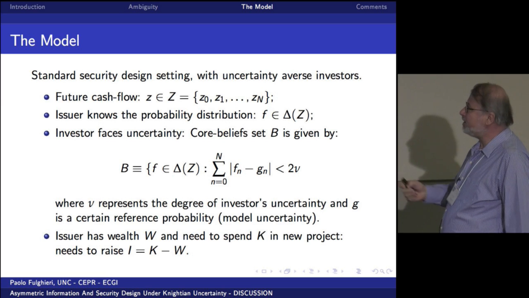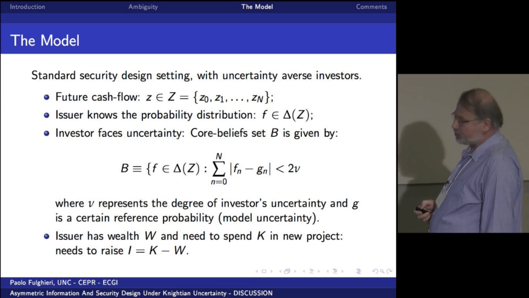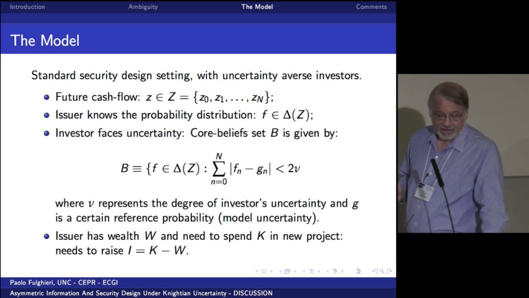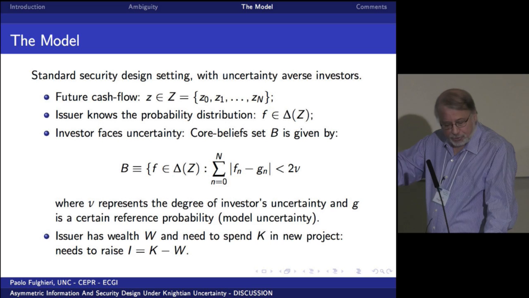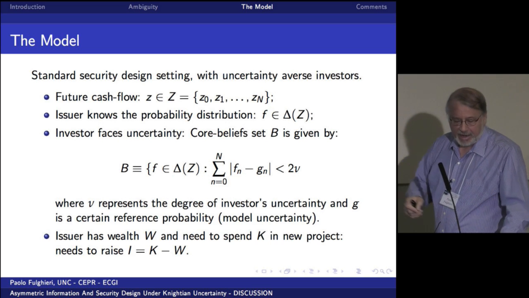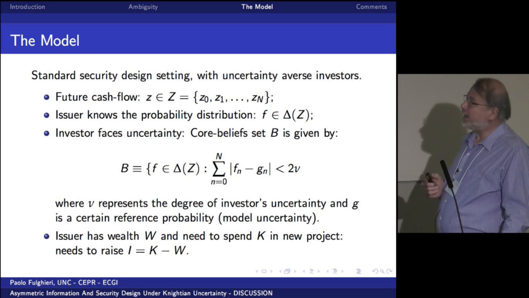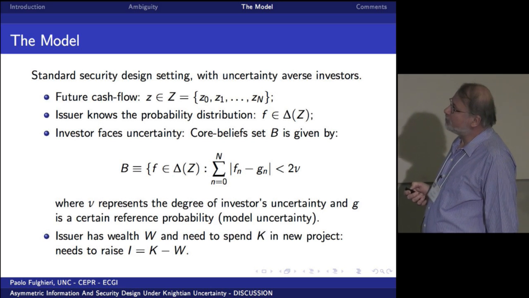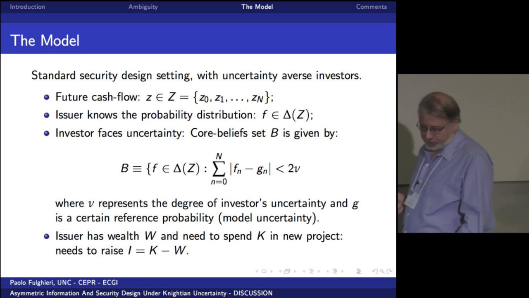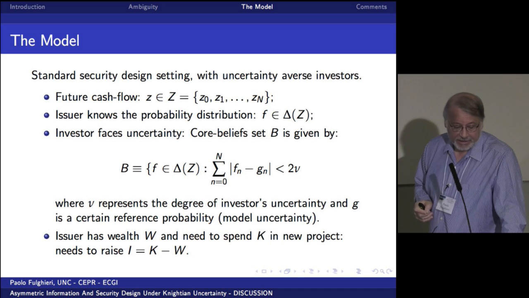Okay, so now we go to the model, with this in the background. This is a standard security design setting with uncertainty averse investors. There is a future cash flow Z over a certain set. And the issuer knows the probability distribution over these possible outcomes. So F belongs to the simplex over the set Z.